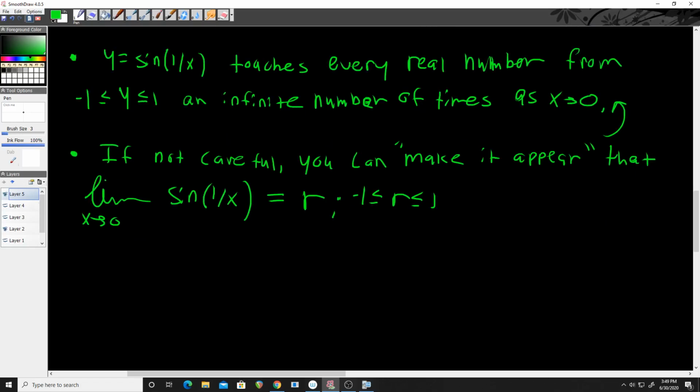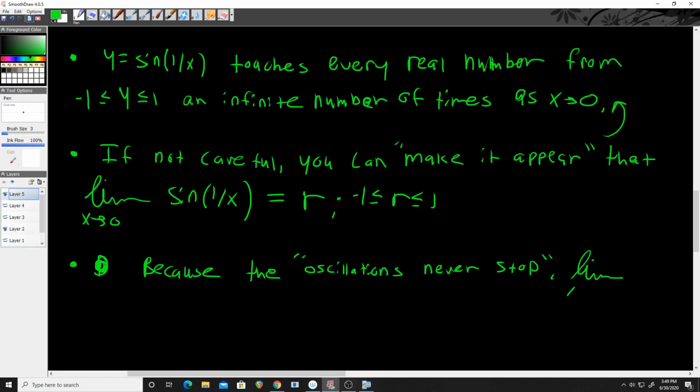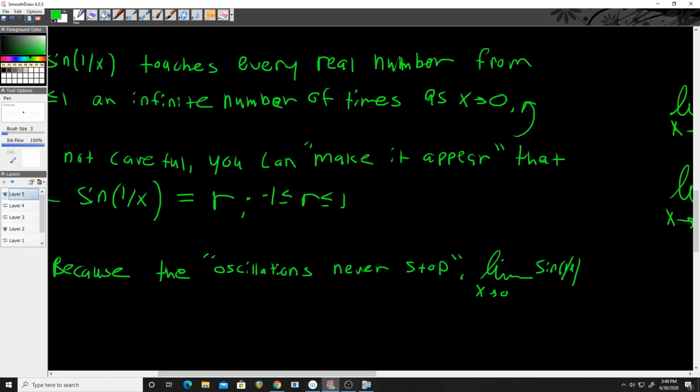And so, because the oscillations never stop, the limit as x approaches 0 of the sine of 1 over x does not exist. Oscillations never stop. There's no convergence.